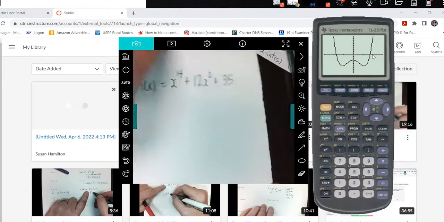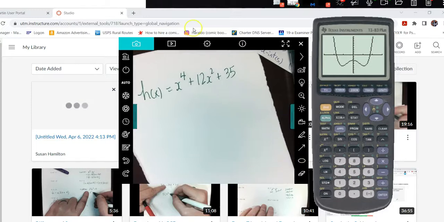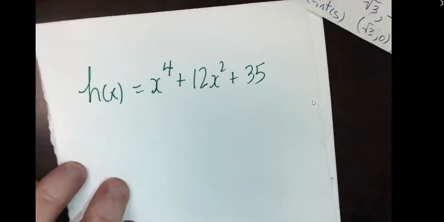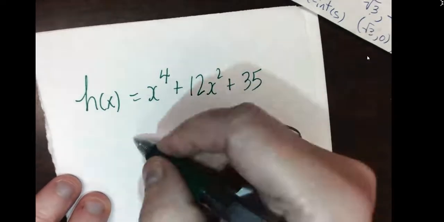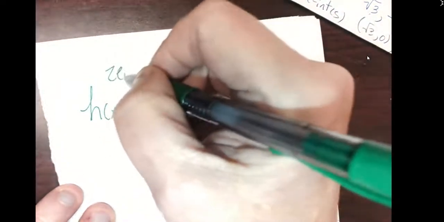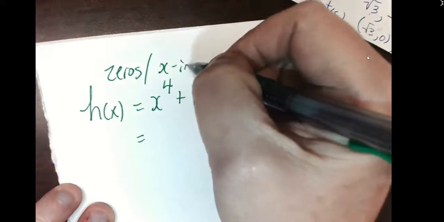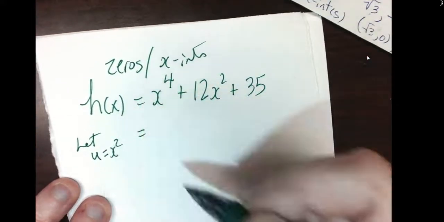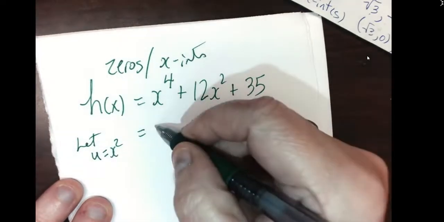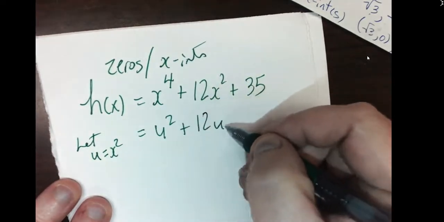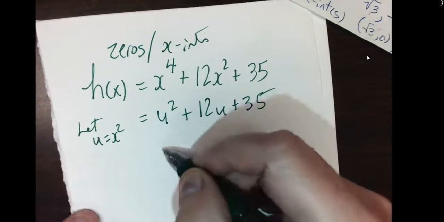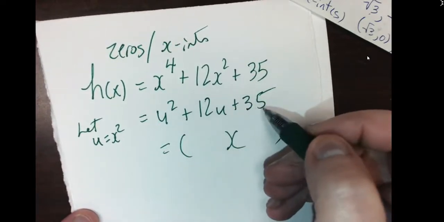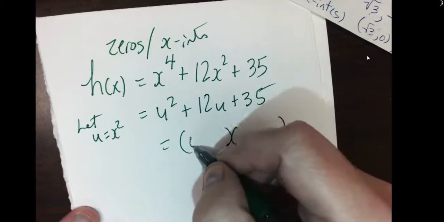And then for my last problem, what about that? Well, again, I can solve this. So again, find the zeros and the x-intercepts. I can do the trick of letting u be equal to x squared, so I can rewrite this. And this is pretty straightforward to factor now over u. 7 times 5 is 35, and 7 plus 5 is 12.